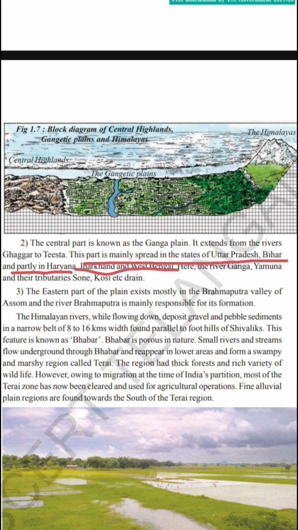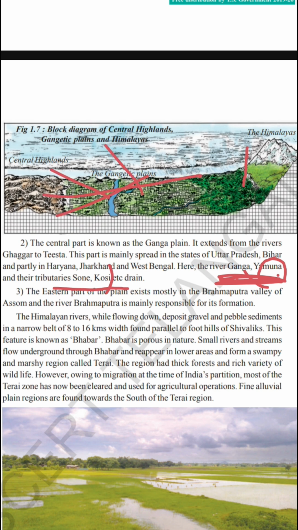So there are rivers such as Ganga, Yamuna and Kosi, Son. So these are the tributaries, from Yamuna, Son, Kosi and even Betwa, Teesta. So these are all part of the Ganga river, or these are all tributaries of Ganga river. As I told you, what are tributaries? Tributaries is nothing but a small flow of water which is joining into the large river.